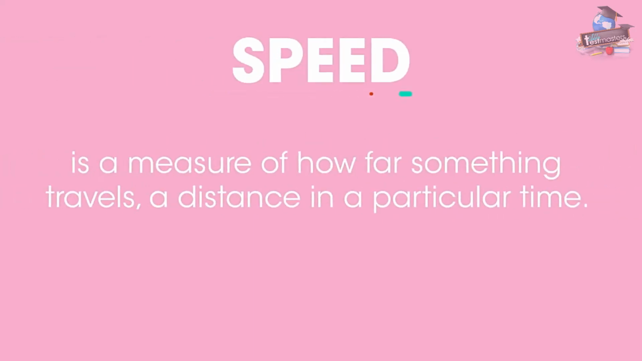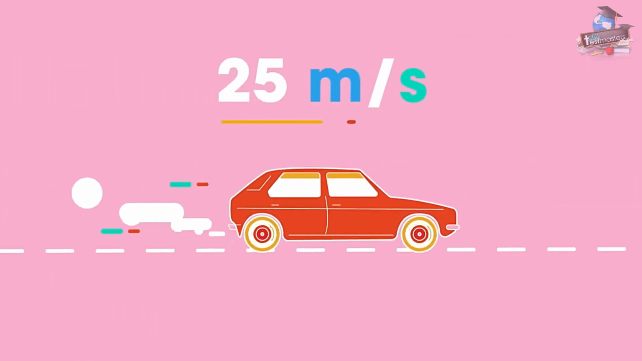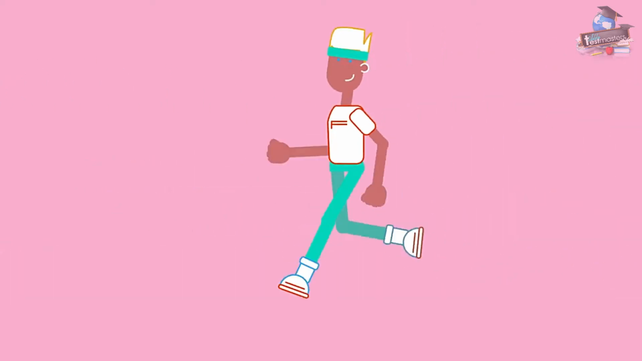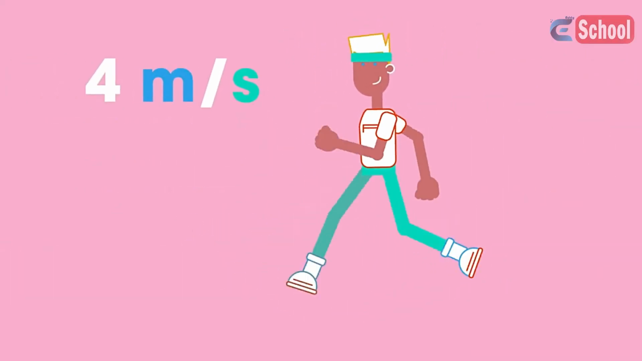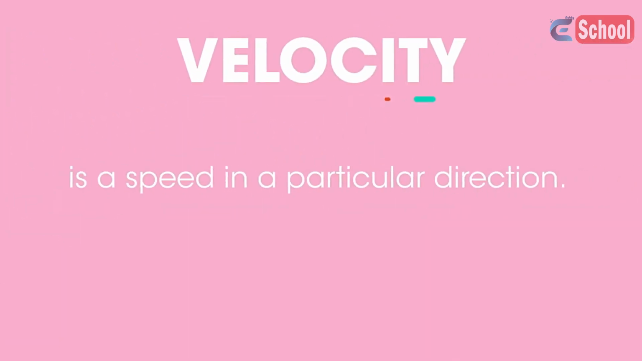Speed is a measure of how far something travels, a distance, in a particular time. For example, a car travelling at 25 meters per second or a person jogging at 4 meters per second are both measures of speed. Velocity is a speed in a particular direction.